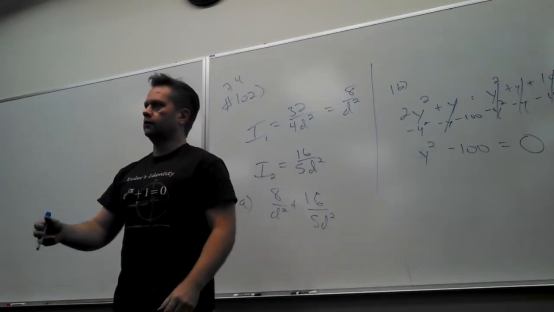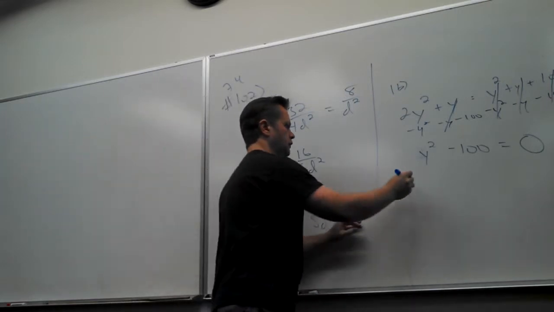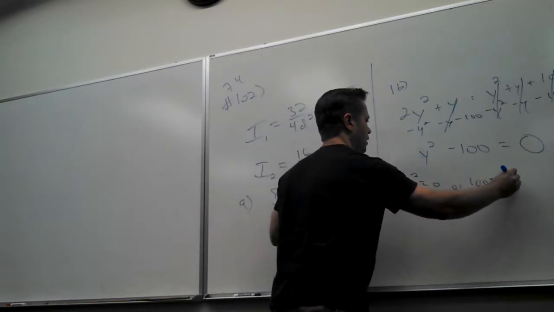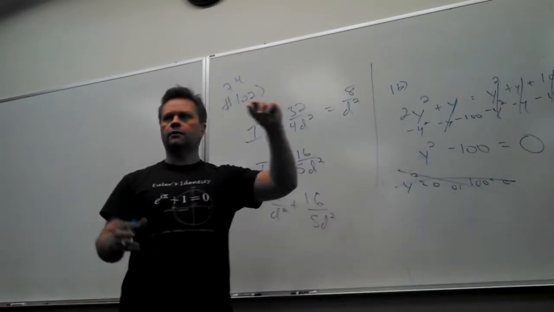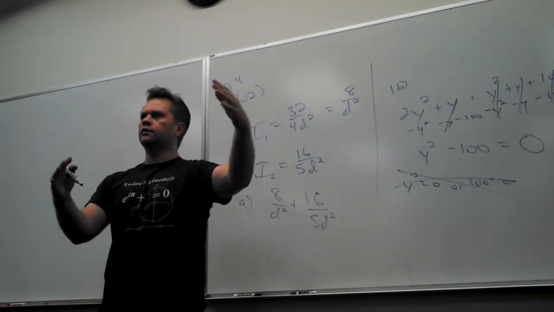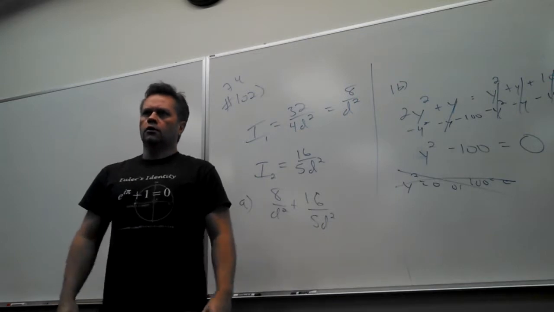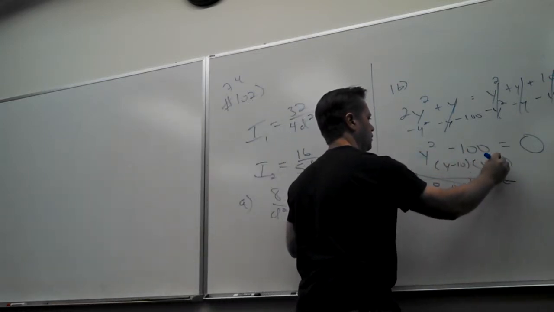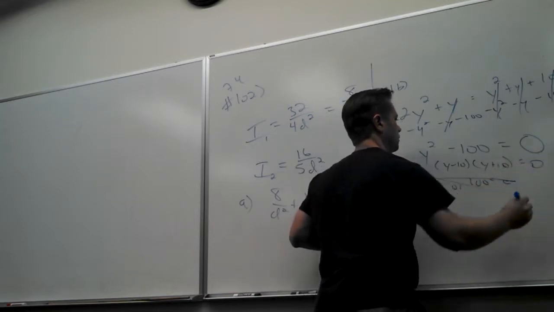Factor it, exactly, right? Some people are saying, right here, they would say y squared equals 0 or 100 equals 0. No, that makes no sense. It's got to be factored first. I need a number times a number equal to 0 to say something. Y equals 10. Yeah, because you can factor this as squares: y minus 10, y plus 10.